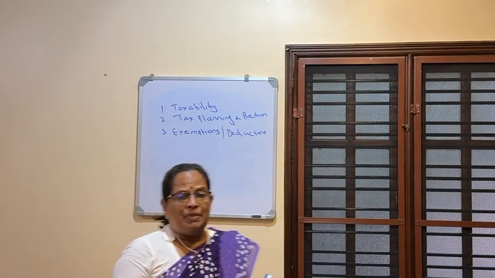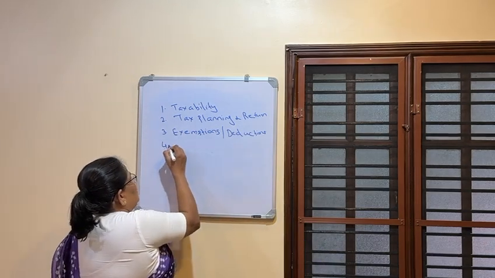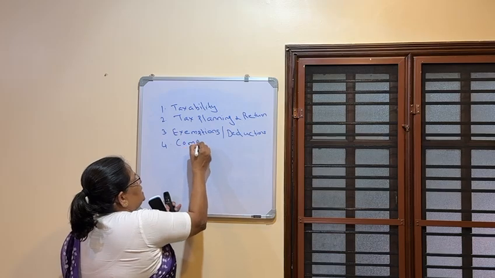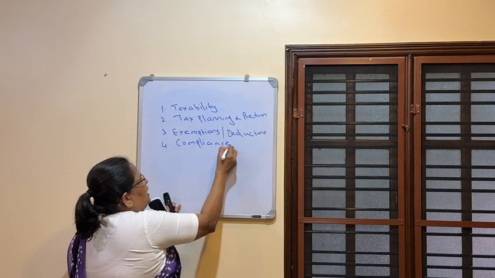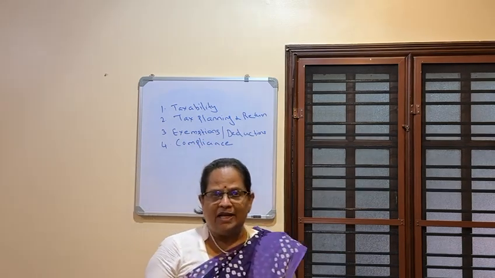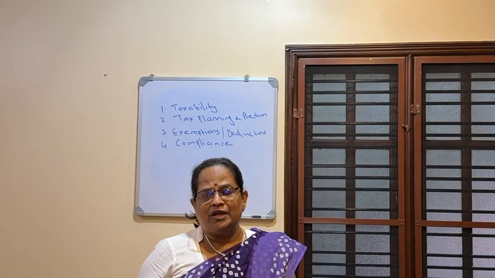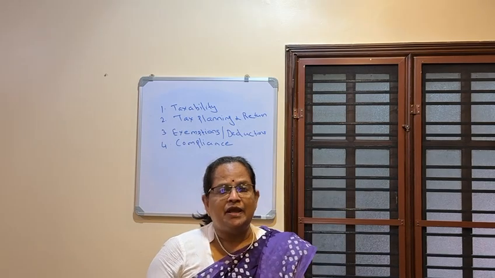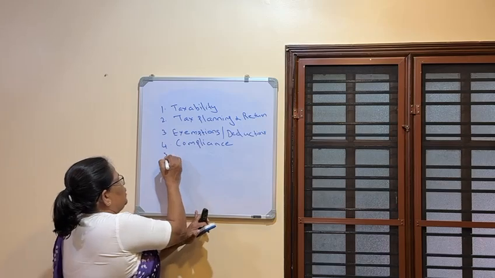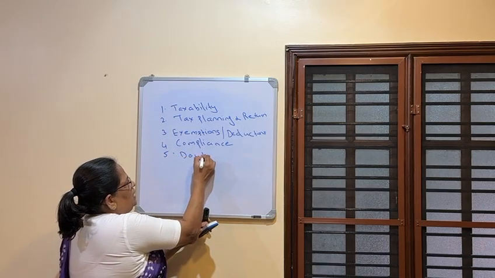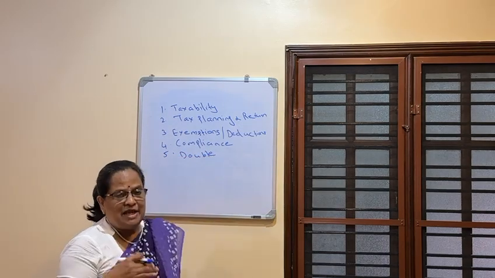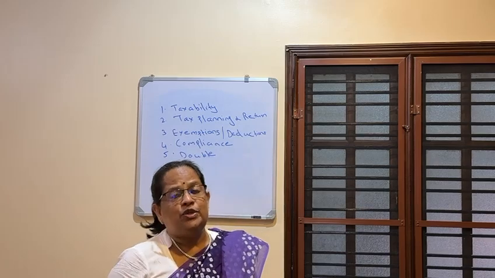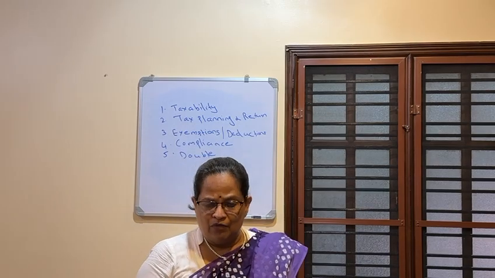Then it guides compliance requirements. What are the compliances? Compliance in terms of paying advance tax, return filing, reporting your foreign income, all these different compliances are there for the income tax department. Then it avoids double taxation. Now why double taxation? The same income can be taxed in 2 different countries. This can all be avoided.